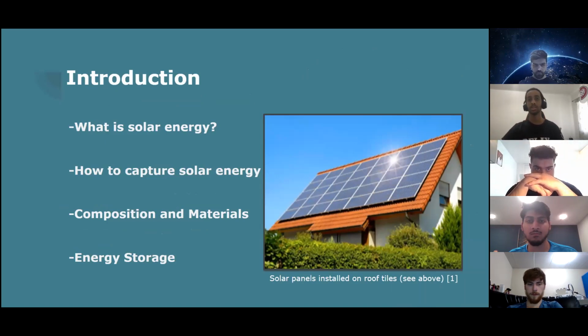So what exactly is solar energy? Solar energy is the energy the sun gives off in its forms of rays, which are electromagnetic waves. Using this, we can capture the energy through either solar cells or concentrated solar power devices. Solar cells are usually made up of silicon, and there's research on a more efficient material called perovskite.